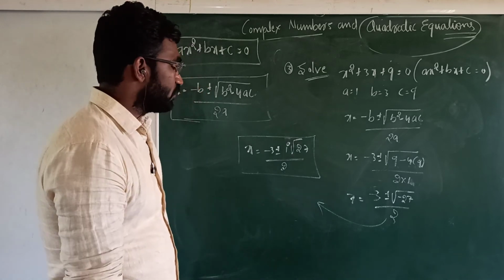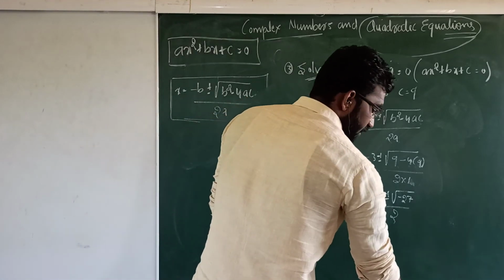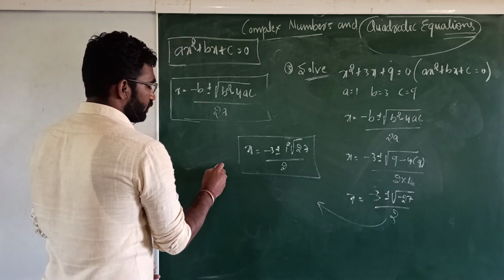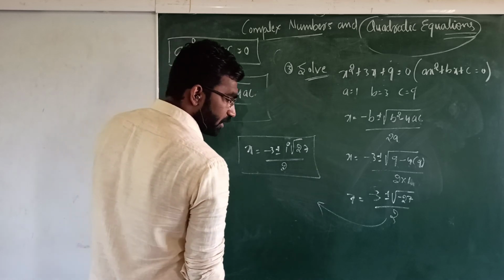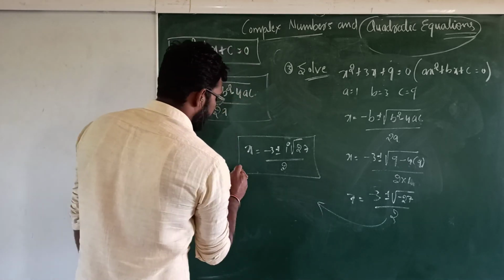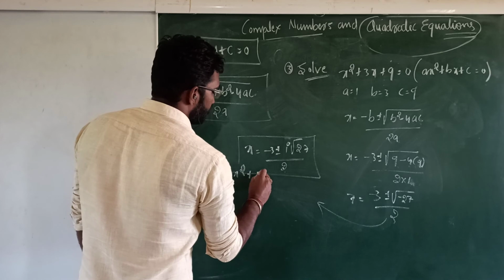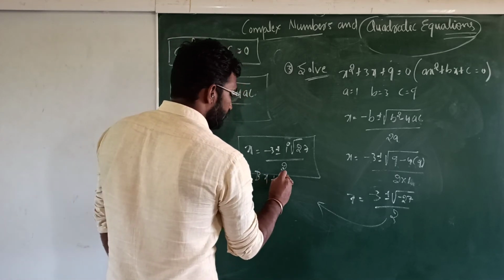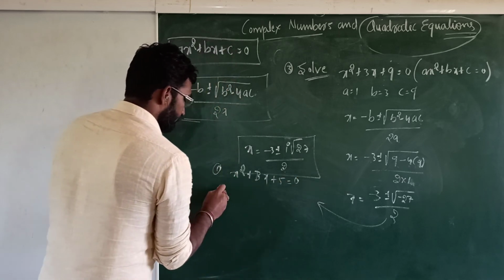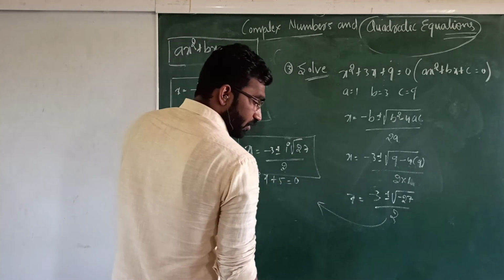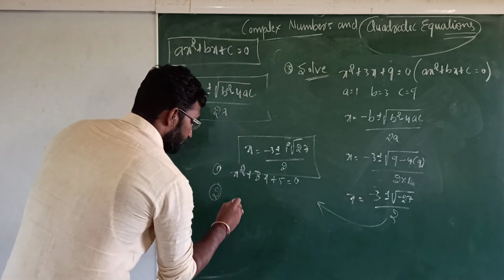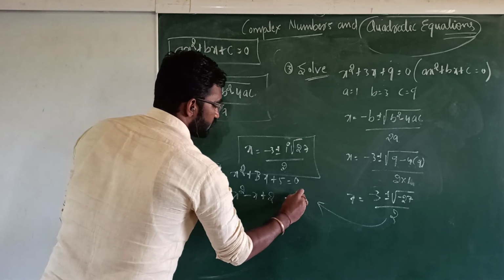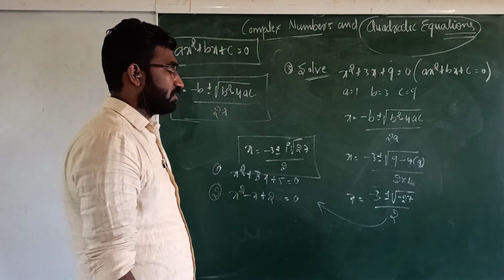If you want, I will give some examples. You can try them at home. Example number 1: x² + 3x + 5 = 0. The second one: x² - x + 2 = 0. Just try these two questions.